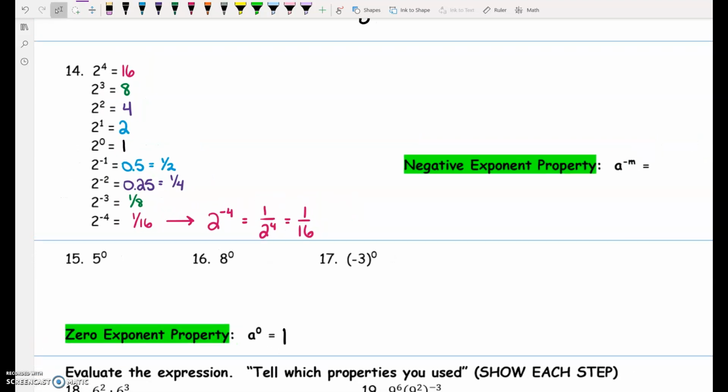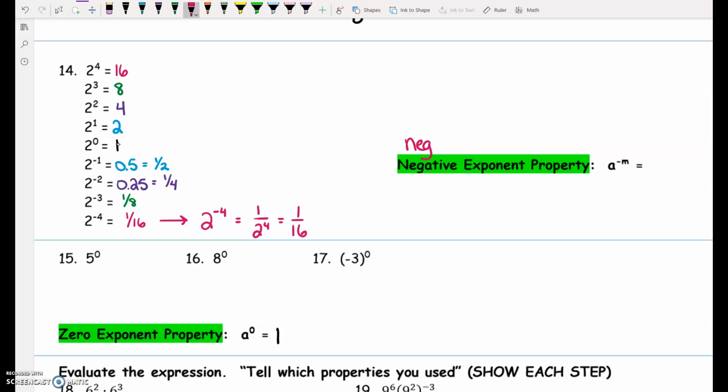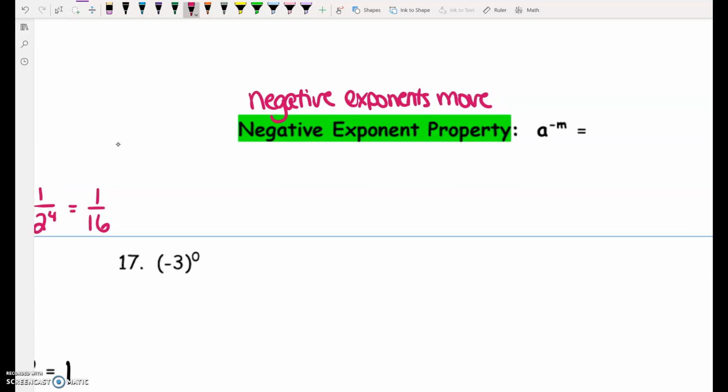Negative exponents move. It actually causes the expression to take the reciprocal. So if you've got a to the negative m, that becomes 1 over a to the positive m. Now, likewise, if I had 1 over a to the negative n, what do you suppose would happen? It would become a to the positive n on the top.